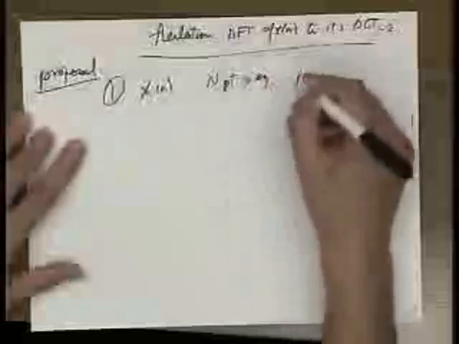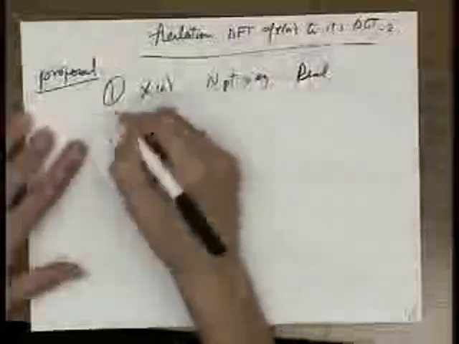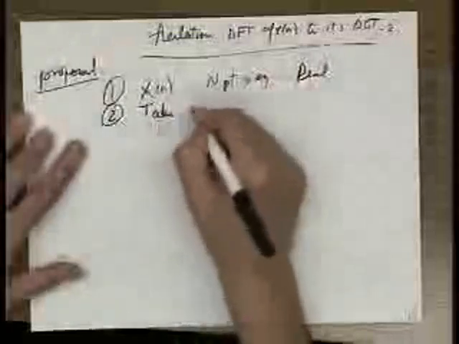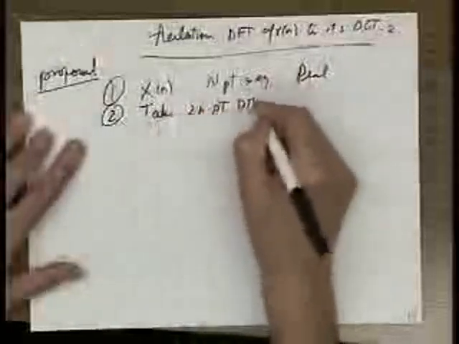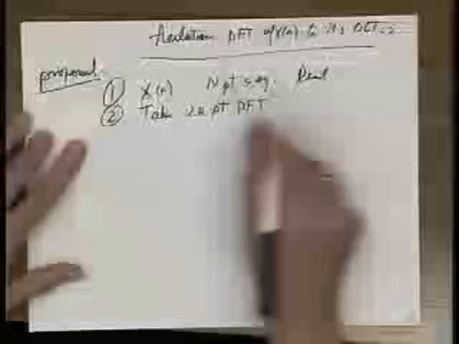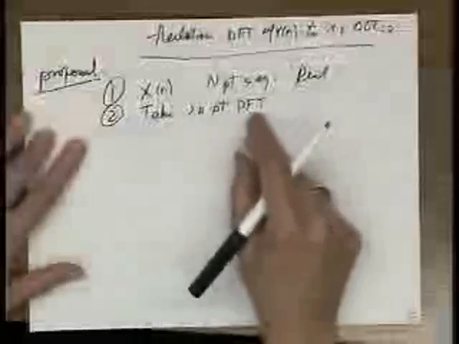You start with x of n, which is an N-point sequence and it's real. And then you take a 2N-point DFT of it. And how do you take a 2N-point DFT of it? You pad it with 0, yeah.